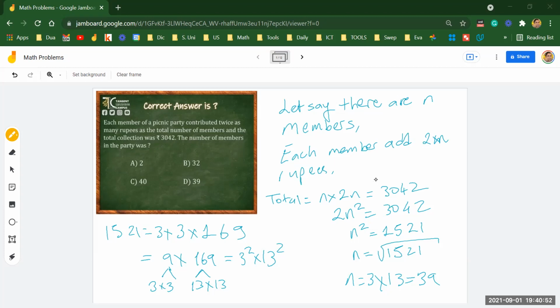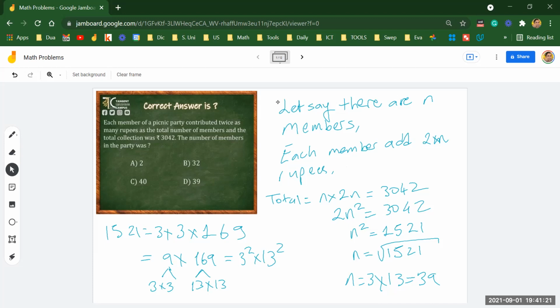So the first thing is this question. It says that every person contributes twice the number of members. So if we think that there are n members, each of them contributes 2n rupees. So the total amount is n times 2n, which is 2n squared. So 2n squared is 3042.